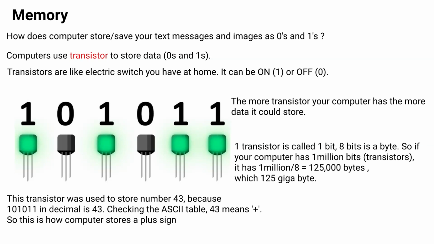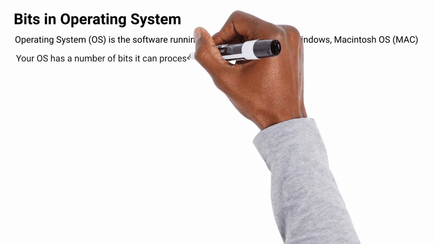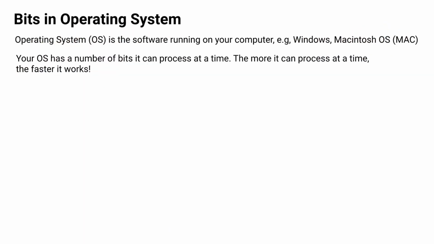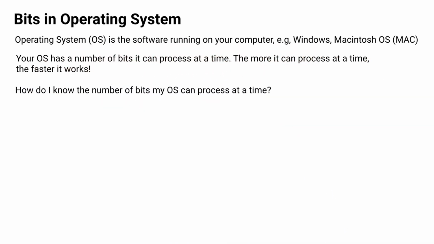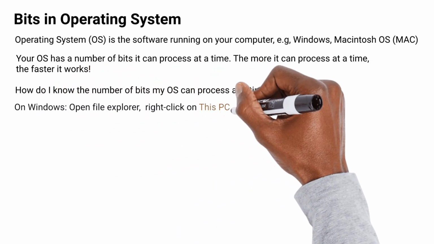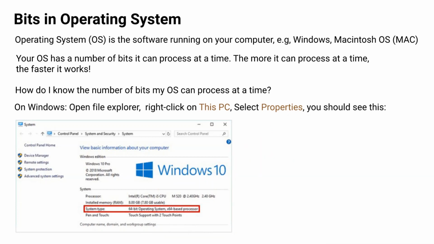Alright guys, the next thing I want to show you is how to know how many bits your operating system has. The operating system is the software running on your computer: Windows for a Windows machine, macOS for a Mac, right? So your OS has a particular number of bits that it can process at a time. The more bits it can process at a time, the faster your computer will work. So 64 bits will operate faster than 32 bits, right? So then how do I know the number of bits my computer has?